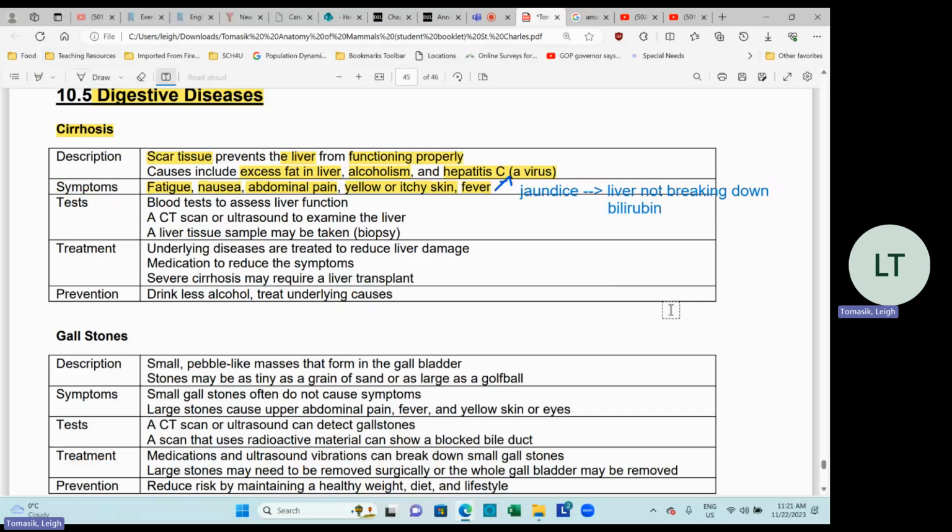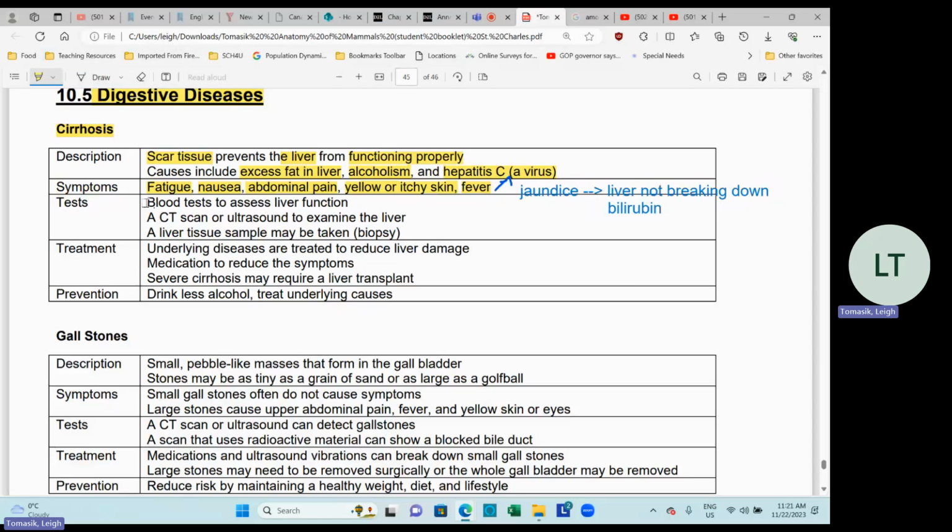If you see someone you know in your family and you notice that their skin is getting yellower, they need to go to the hospital because there's something very wrong with their liver. And the fatigue, nausea, and abdominal pain are a consequence of digestion not going correctly because there's no bile.